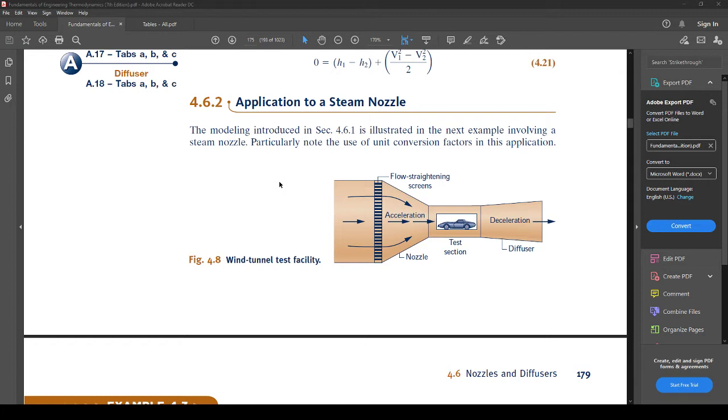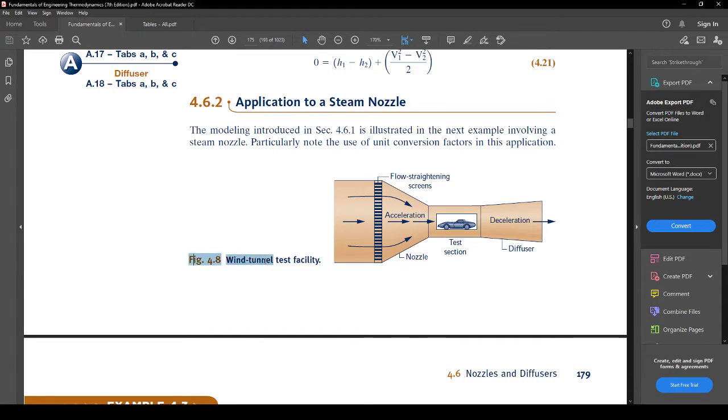Usually you see air when it comes to nozzles. At least that's what I always see in this class, and the next one is air. But this right here is a steam nozzle. So it says the modeling introduced in section 4.61 is illustrated in the next example involving a steam nozzle. Particularly, note the use of unit conversion factors in this application.